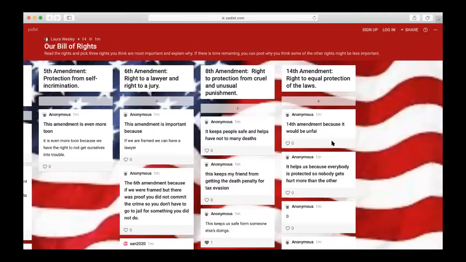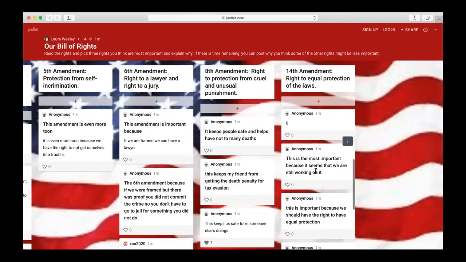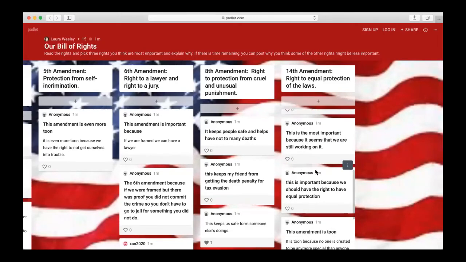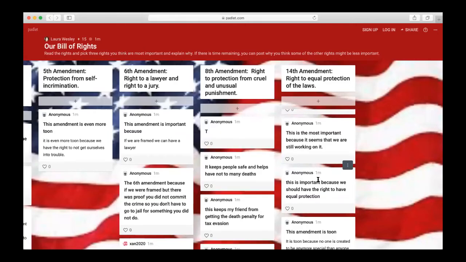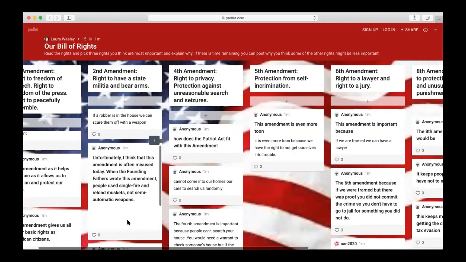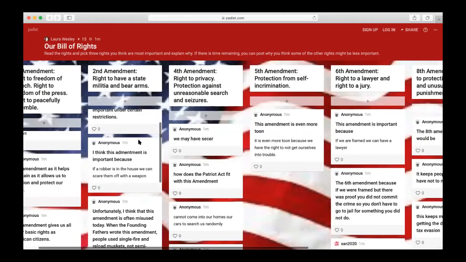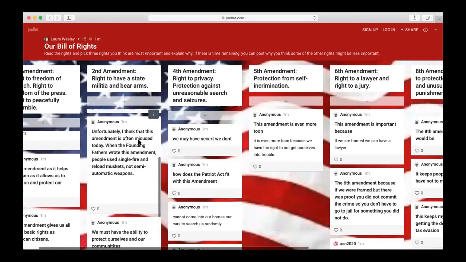So some folks are writing under the 14th Amendment because everybody is protected, nobody gets hurt. This is the most important because it seems we're still working on it. Excellent point. So these amendments protect rights that the courts are always interpreting over the decades, ever since the amendments were added, interpreting and defining for us over time. Really, really good point.